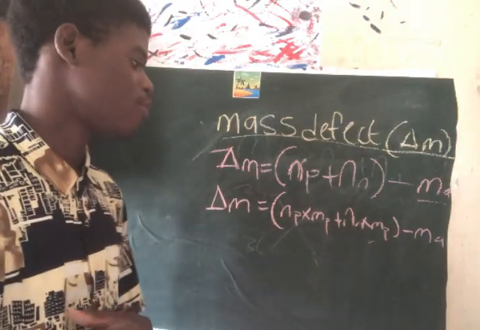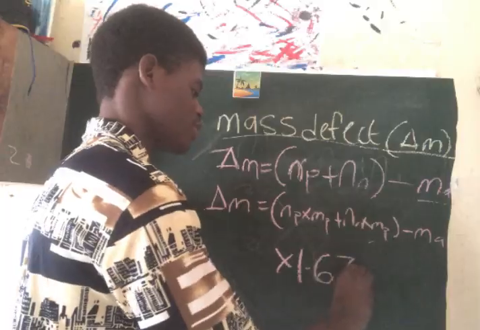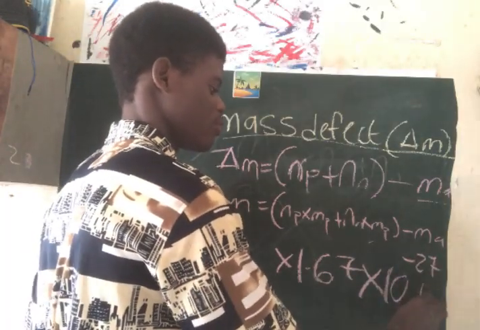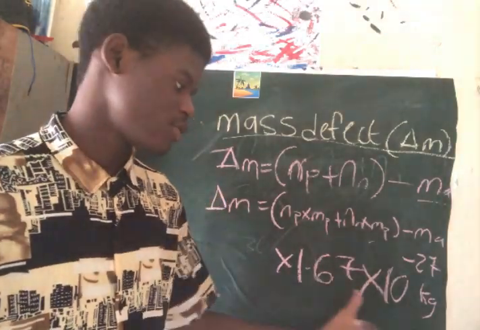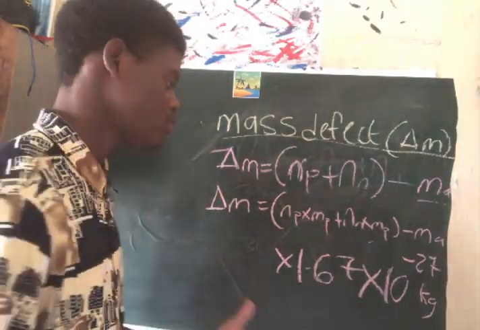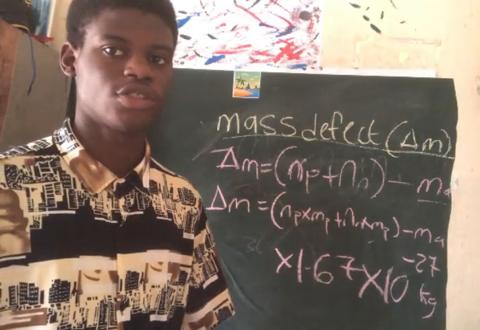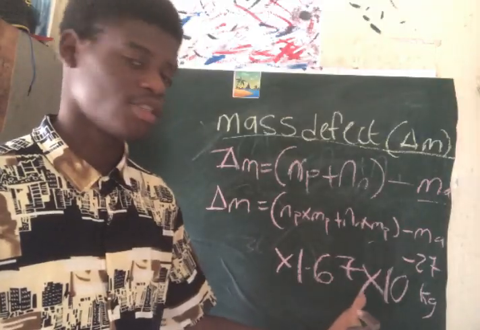You get your mass defect, the change in mass, in AMU. To convert it to kilograms, you multiply by 1.67 times 10 to the minus 27 kilogram. Get your answer in AMU, multiply by this, and get it in kilogram. Don't worry, I'm going to be solving more questions. I just want you to understand the concept.